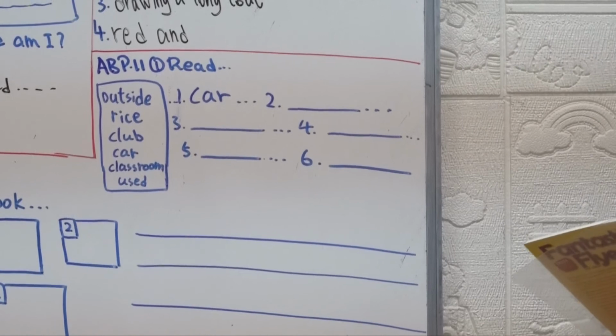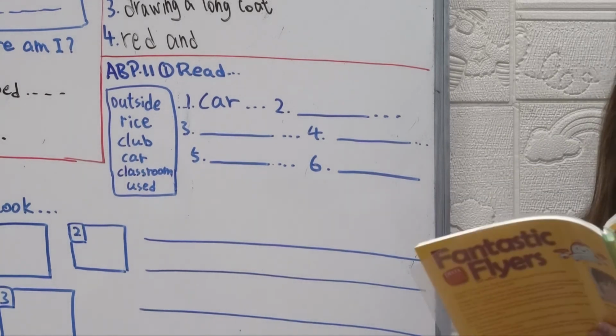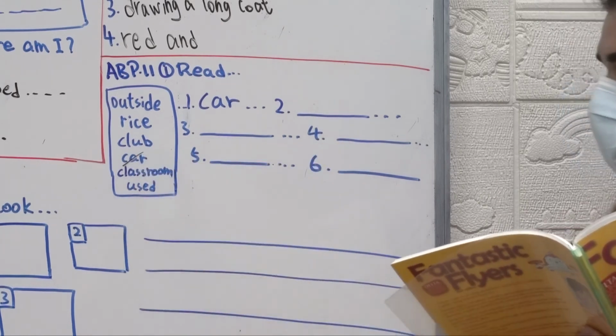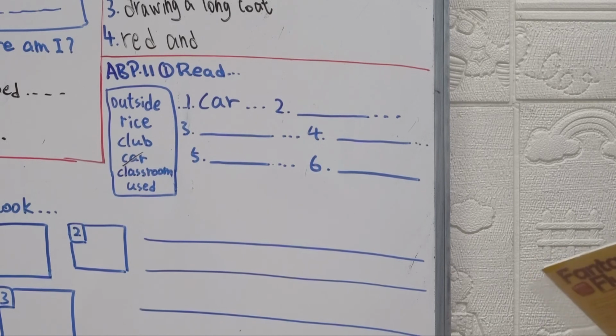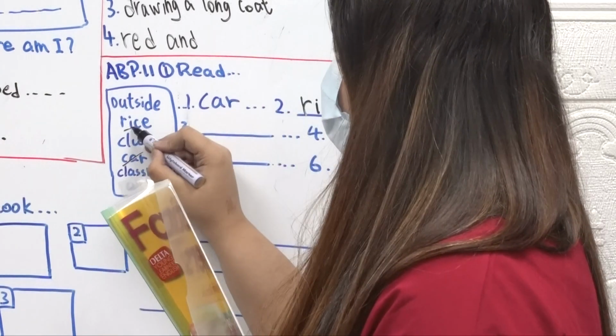So read the diary and write the words. The words here are outside, rise, club, car, classroom, and used. The word car has been done for you, right? So let's read the diary. Wednesday, 3rd January. This morning I went to school by car. At lunchtime we had chicken, soup, and rice. The appropriate answer is rice because this is the only food you can find.